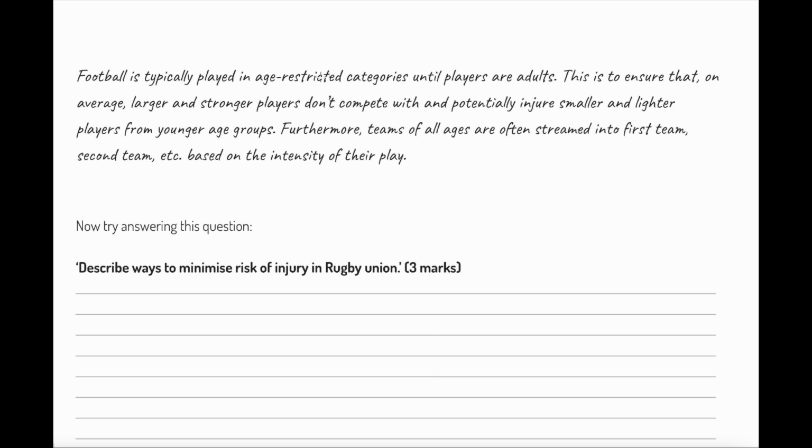Football is typically played in age-restricted categories until players are adults. So we've got age-restricted categories. So there's going to be my 1 mark for that. This is to ensure that on average, larger and stronger players don't compete with and potentially injure smaller, lighter players on average. Okay? So that's how it would be done.